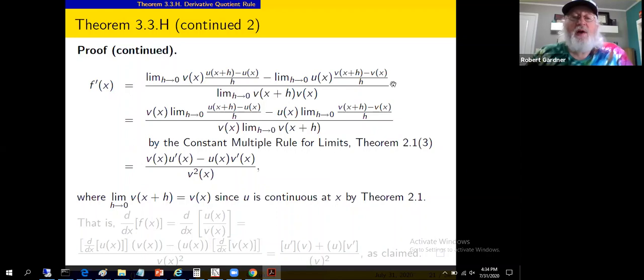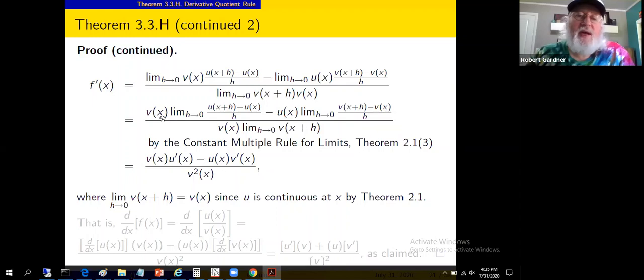Okay, here's where we left off. V of X doesn't depend on H. It's constant with respect to H. It's not constant with respect to X, but X ain't changing, H is. So we can bring the V of X out front. Similarly, you can bring the U of X out front. We didn't change anything in the denominator. Good to go on that. Constant multiple rule for limits. If you want to justify this, these are constant with respect to H. So that's legitimate manipulation. And like we said, these are derivatives.